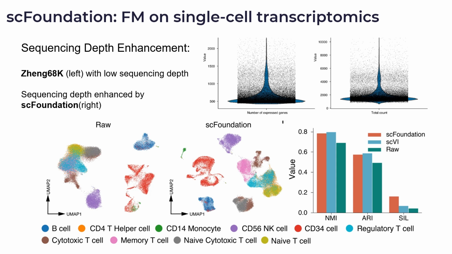Further, the UMAP visualization reveals that data generated by single-cell foundation significantly improves the separation of cell types, such as CD14 and CD34. These two cell types have similar gene expression profiles in the original data, but are better distinguished after the sequencing depth enhancement. This demonstrates that single-cell foundation not only recovers missing data, but also enhances the model's ability to identify subtle differences between cells.